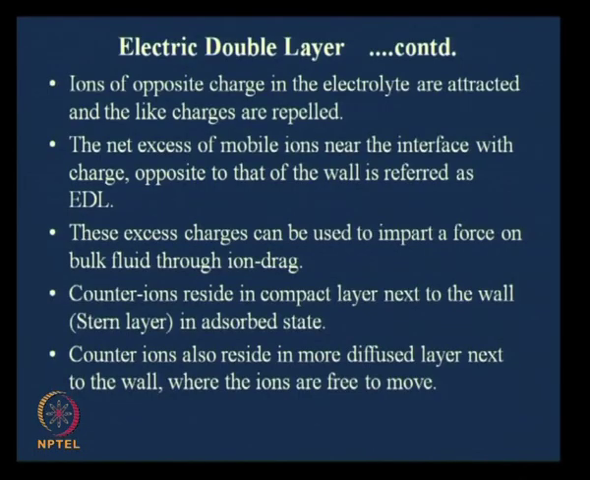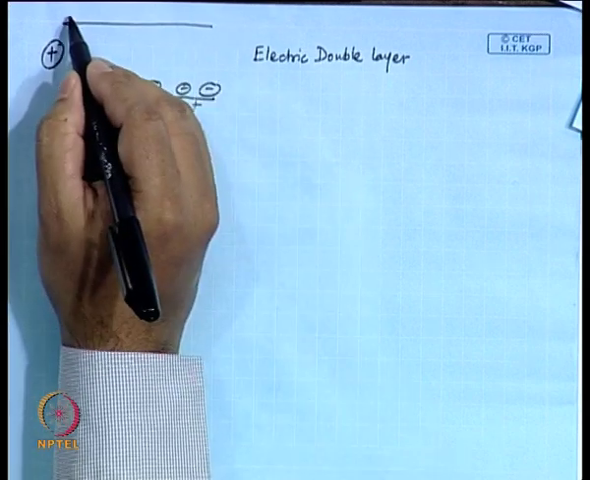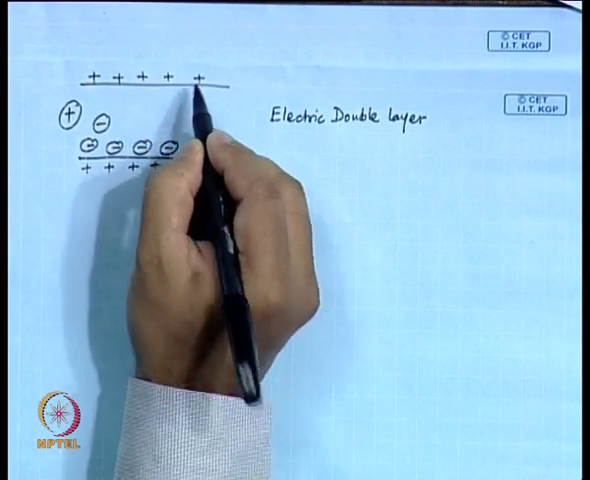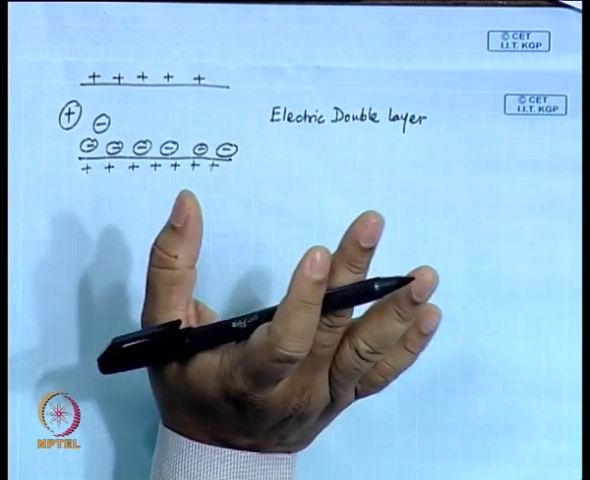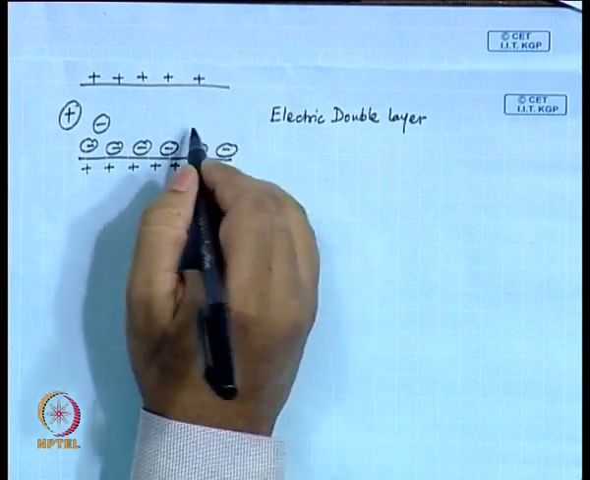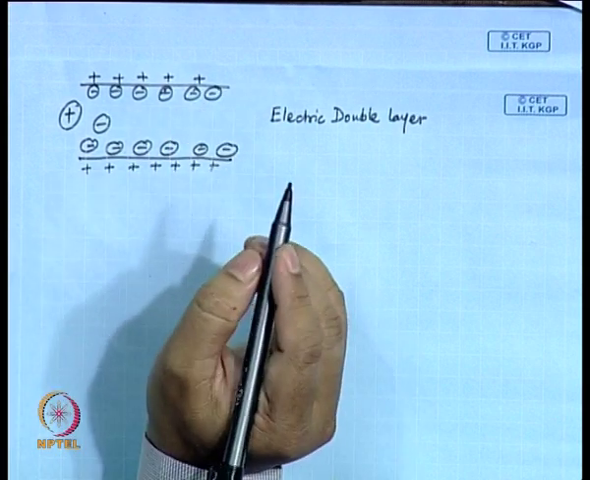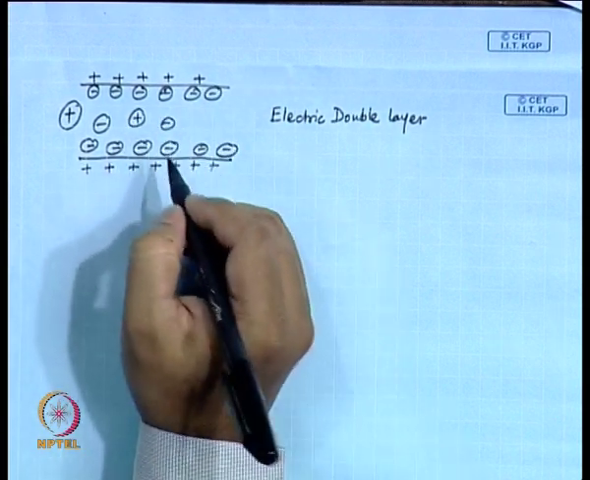These excess charges can be used to impart a force on the bulk fluid through ion drag. What this statement means is that if you have a channel, then the upper part of the wall will also have these positive charges. Say we have two parallel plates. We have not talked about flow yet. The upper plate also will have the same thing, with opposite charges attracted to it, and then other charges are floating around here and there.